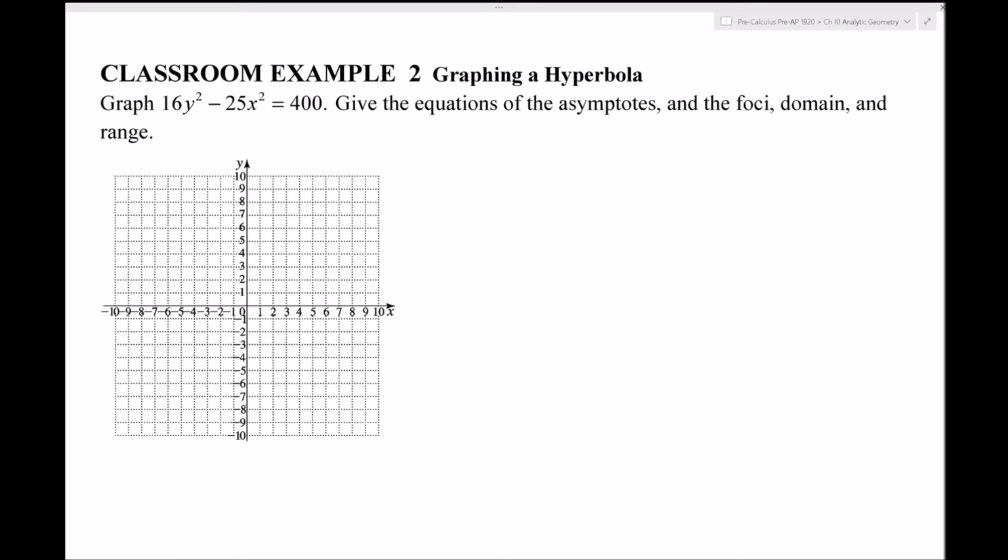So it says give the equations of the asymptotes and the foci, domain, and the range. So domain and range again, of course. They're doing that for all these problems. So you want to look at the equation that's given, mess with it a little bit. It's not in standard form: 16y squared minus 25x squared is equal to 400.